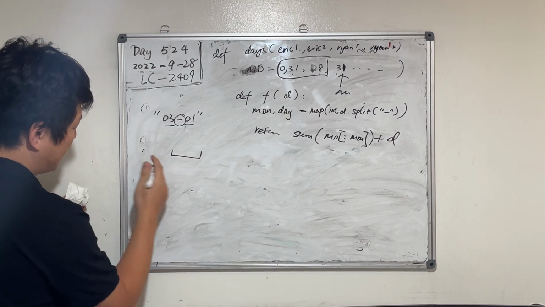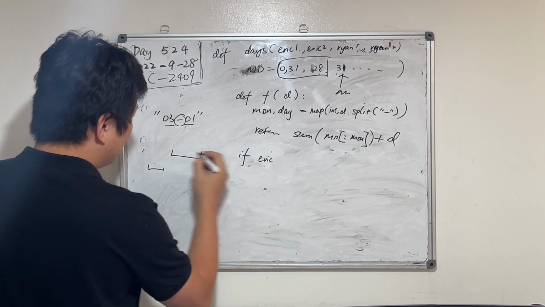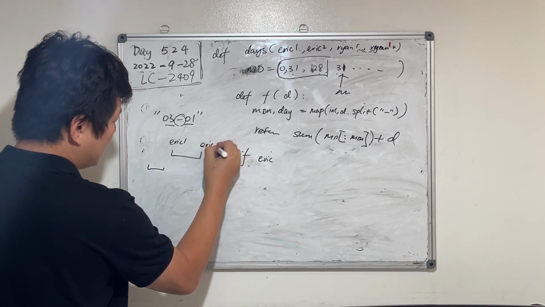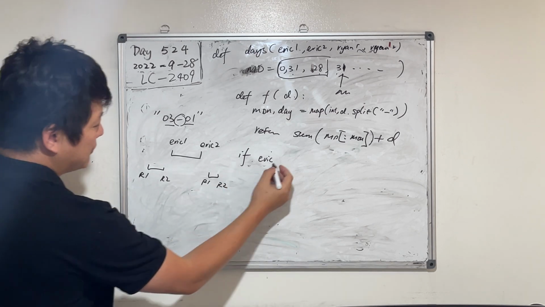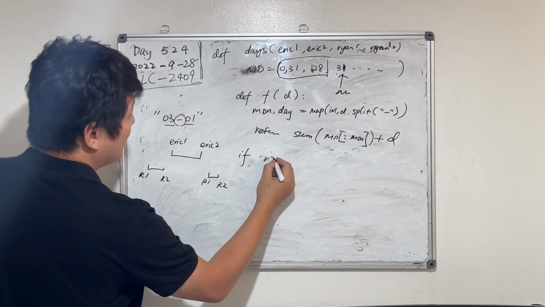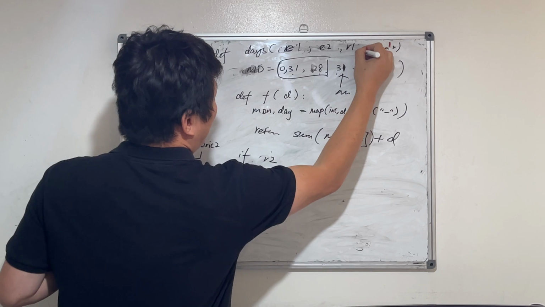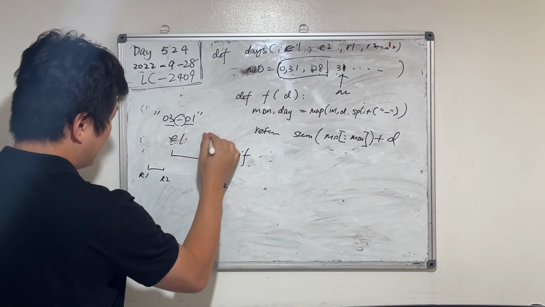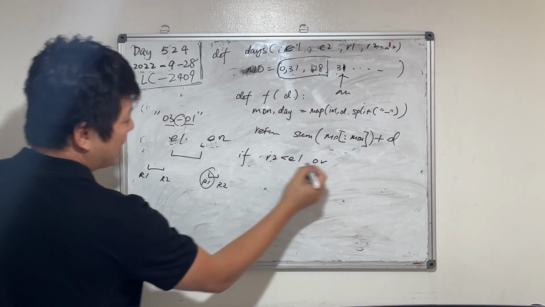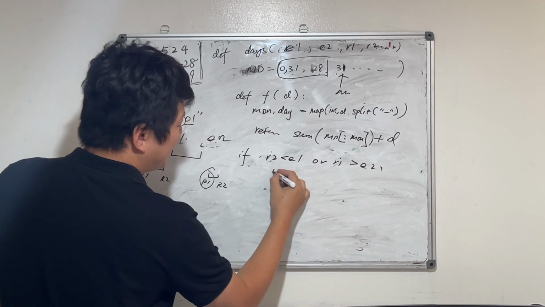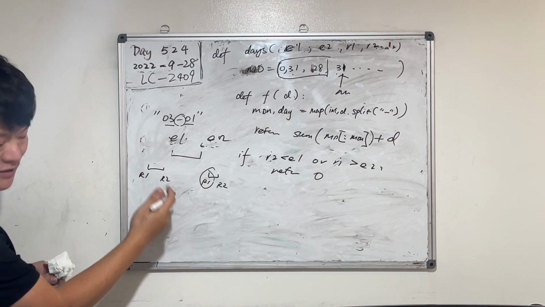We need to find out if there's an intersection. So this is Eric 1, this is Eric 2, this is Ryan 1, Ryan 2. Let me just write this: E1, E2, R1, R2. If R2 is smaller than E1 or R1 is bigger than E2, then return 0. Look, Ryan is here, Ryan is here, you are here. There's no intersection, return 0.